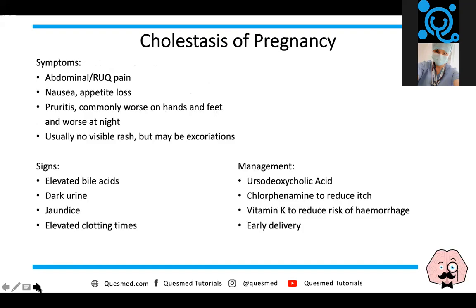Cholestasis of pregnancy, we've already spoken about that, but as a reminder, this is a buildup of bile salts leading to abdominal pain and that intense itching. I'm not going to go through that slide again, we have already gone through that.